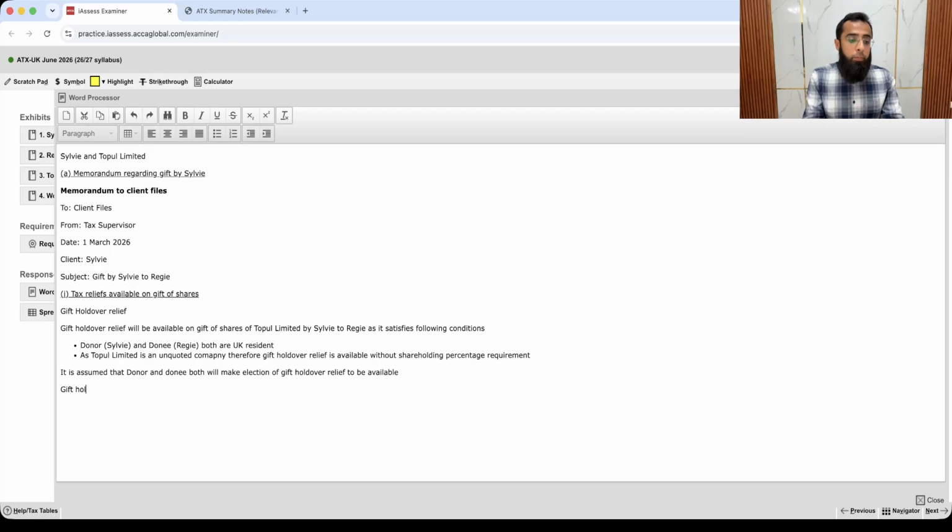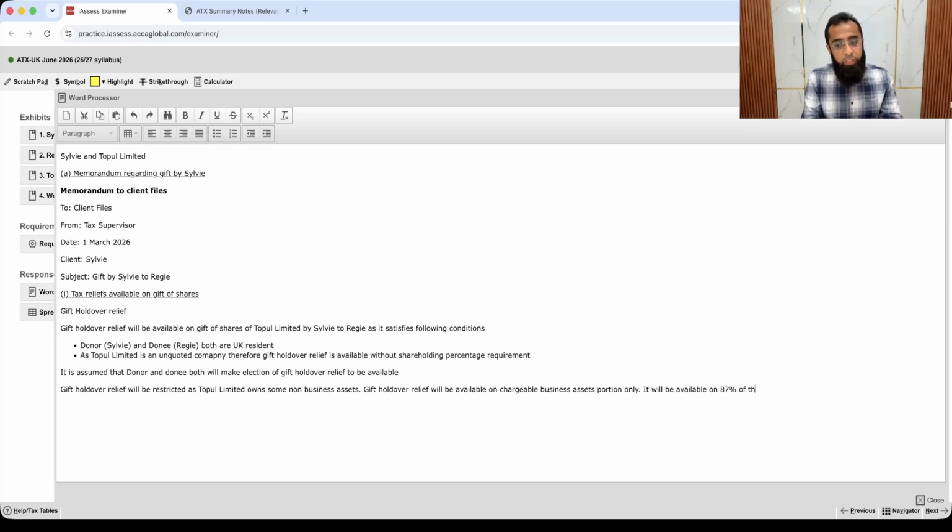Gift holdover relief will be restricted as Topul Limited owns some non-business assets. Okay, gift holdover relief will be available on chargeable business assets portion only. Okay, it will be available on 87% of the gain on gift of shares as 13% of chargeable assets are non-business.